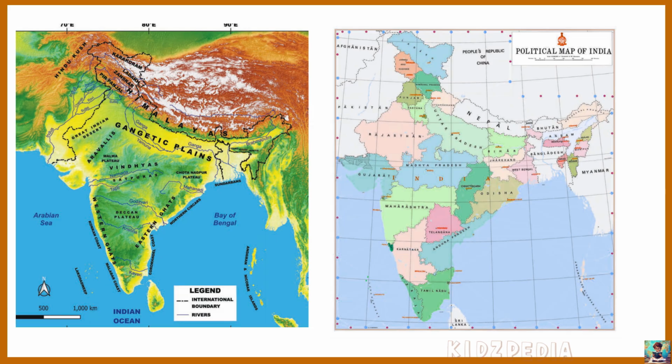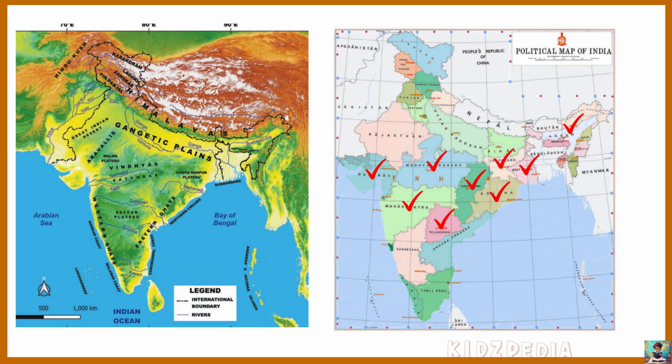Now, let's find these states step by step. First, look towards the eastern side of India. You will find Jharkhand, Odisha and West Bengal there. Now, move slightly towards the central part. This is where Madhya Pradesh and Chhattisgarh are located. Now, look towards the western side of India. Here you will find Gujarat and Maharashtra. Now, move a little towards the south central region to locate Telangana. Finally, look at the northeastern part of India. This is where Assam is located.